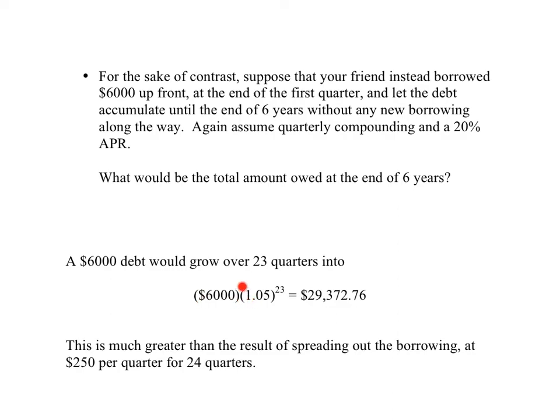Right? So this is just a single application of the compound interest formula, and lo and behold, your friend would owe quite a lot more, over $29,000 instead of a little over $11,000, by borrowing everything up front and being in debt this full amount the whole time, instead of gradually adding to the debt over time.